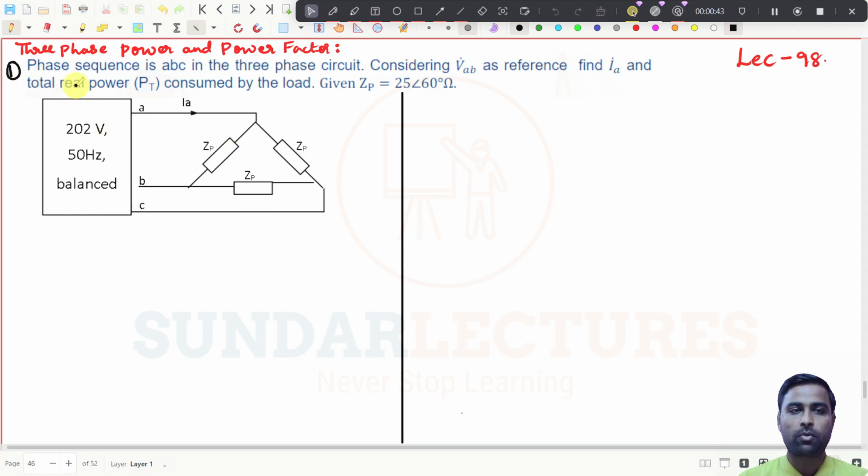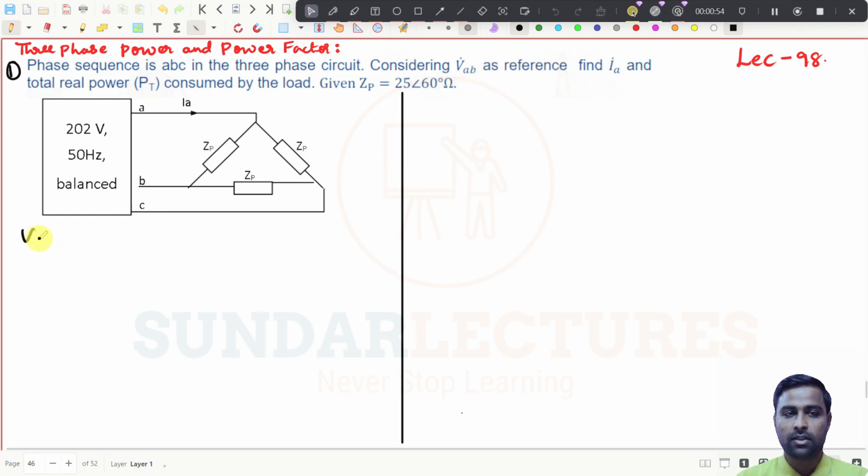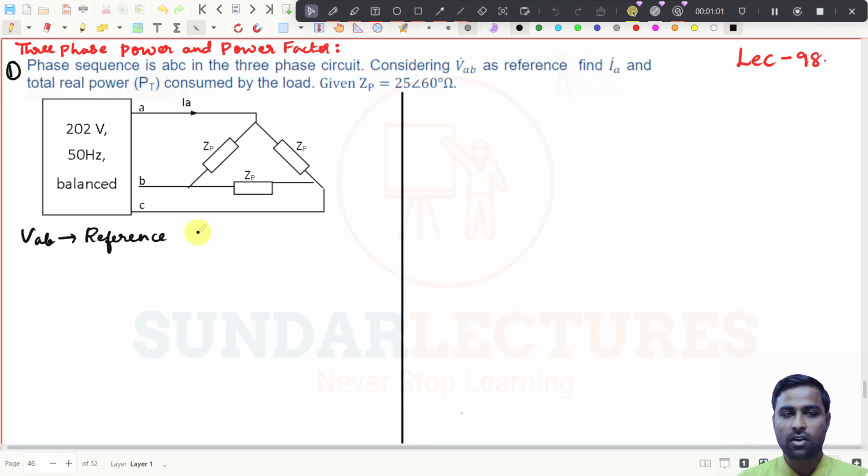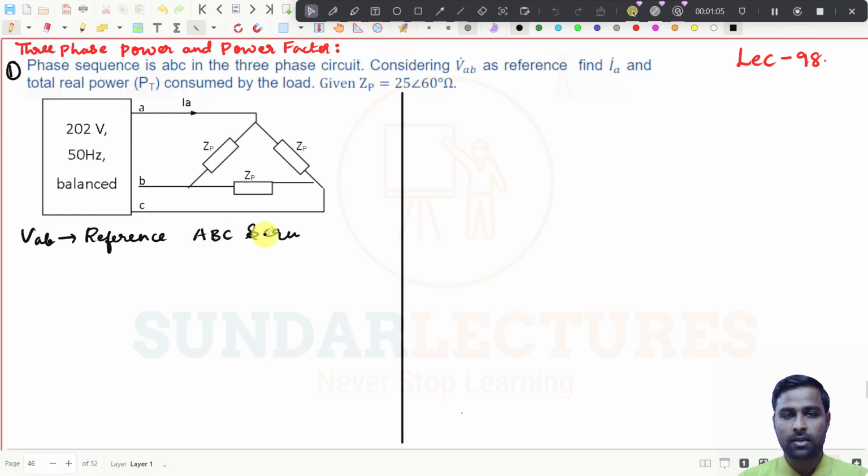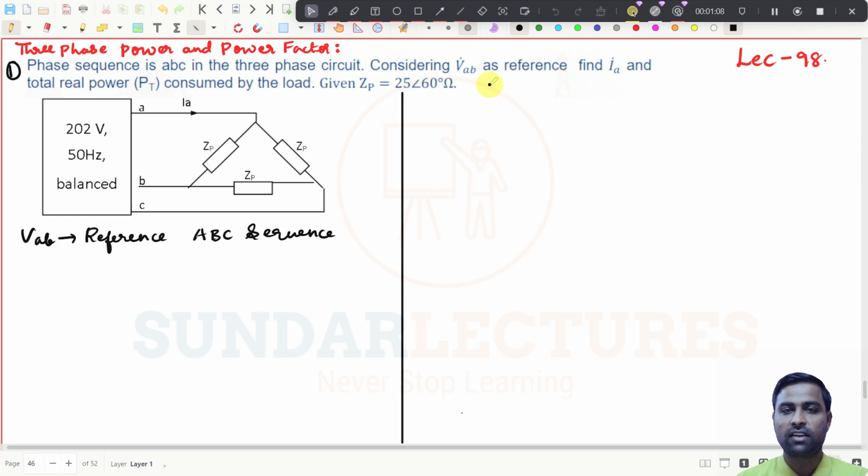This is problem number 1. The phase sequence is ABC in a three-phase circuit. Considering VAB as a reference, they have given you VAB to be the reference, and also the ABC sequence. Those two things they have given, and then find IA. What is this? This is actually a phase current, right?